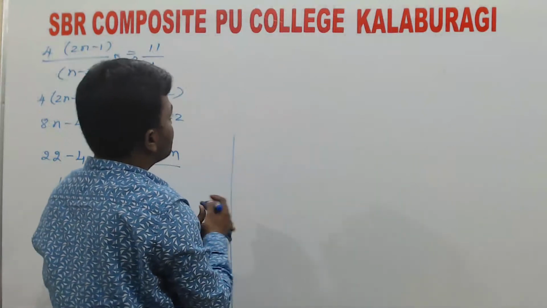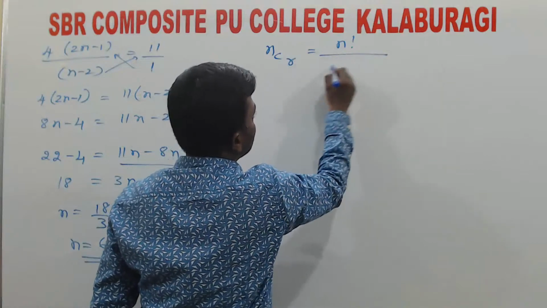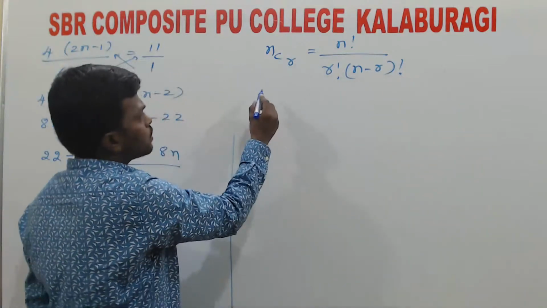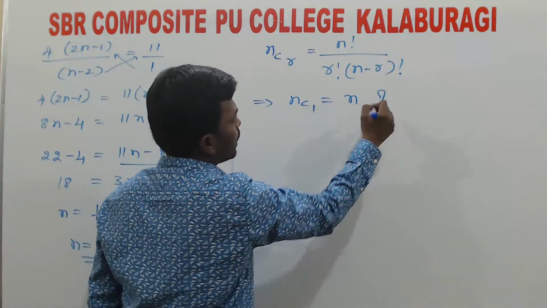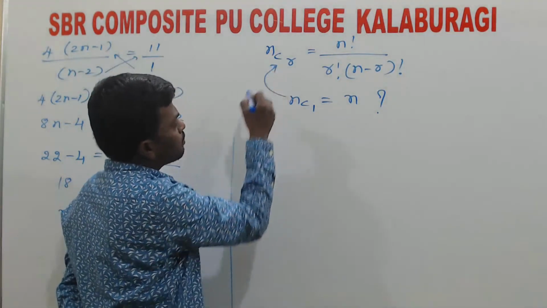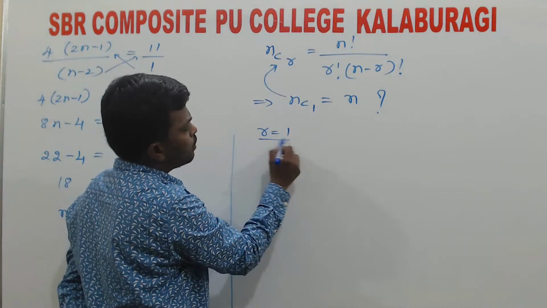So what is the formula for nCr, students? The nCr formula is n factorial by r factorial into n minus r factorial. So one of the students is asking, sir, how nC1 is equal to n? Okay, so let's solve this. Just use the formula, right? So what is r here? r is equal to 1.